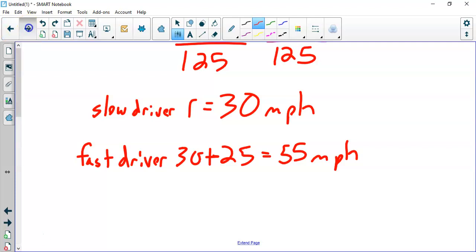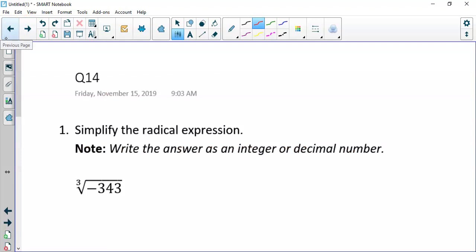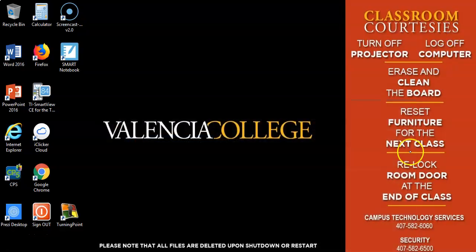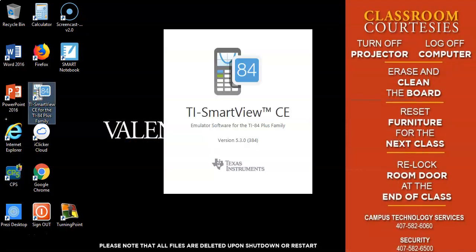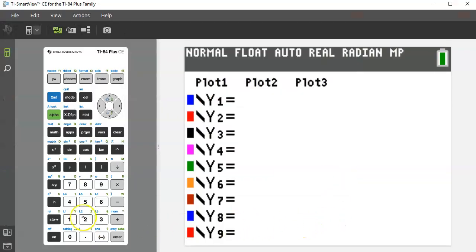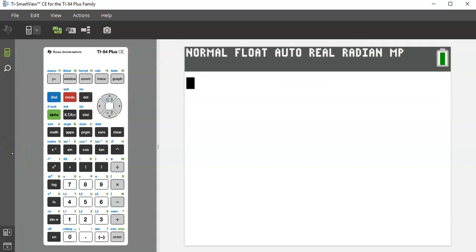All right. That ends chapter 4 right there. Everything else, chapter 3. So right here it says simplify the radical. So simplifying the radical, guys, super easy. Use that calculator. A lot of these problems right in here, use that calculator for, okay? So let me bring up my calculator, and we're going to simplify the cube root of negative 343, right?